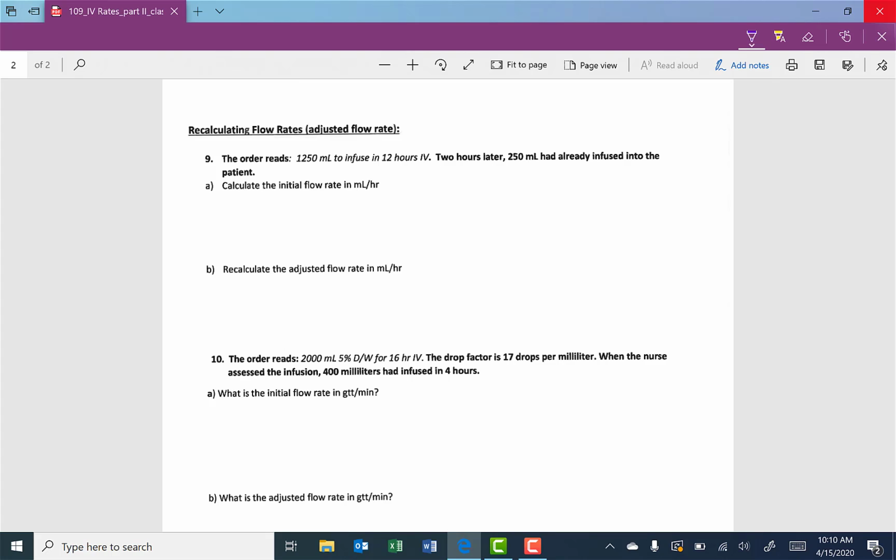Well, what happens is it changes. So you have to reset it. That's called recalculating it. And it's really not too bad of a problem. You start with calculating your initial flow rate. So your order says right here, you have 1,250 milliliters to infuse, and you're infusing it in 12 hours.